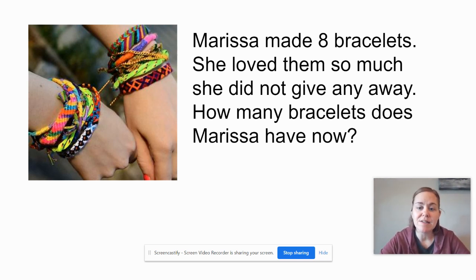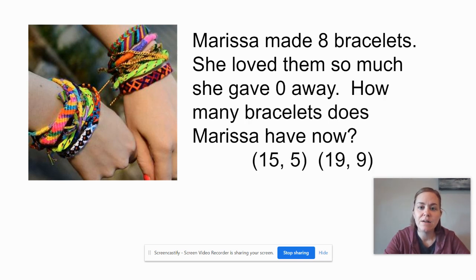Marissa made 8 bracelets. She loved them so much she did not give any away. How many bracelets does Marissa have now? So that is the one that you are going to be solving for first. That will be your first number set. And I just wrote it another way here to help you think about it.